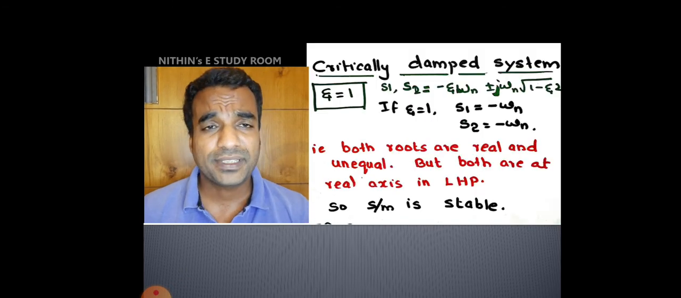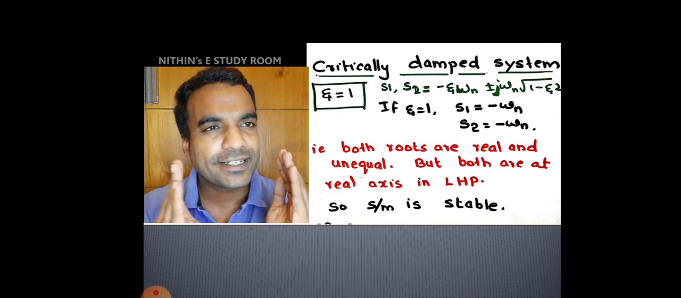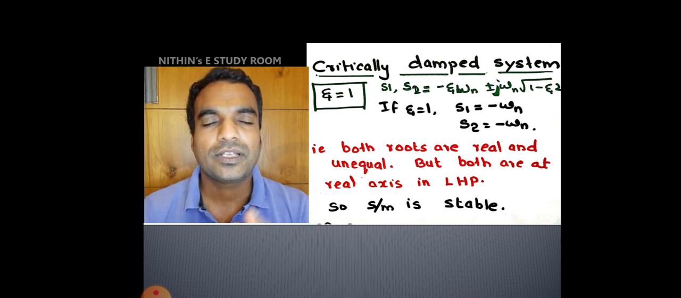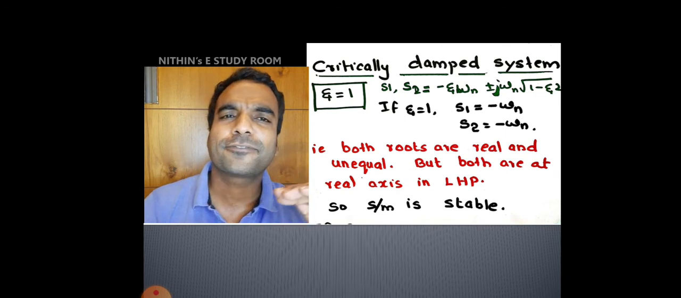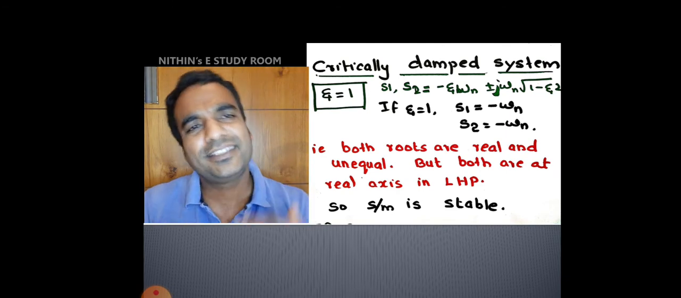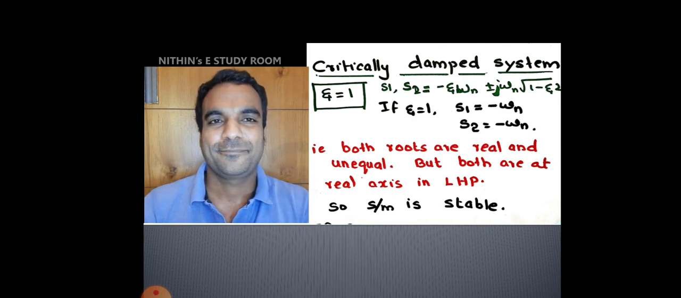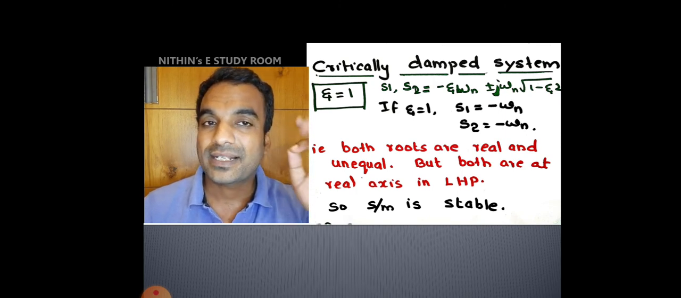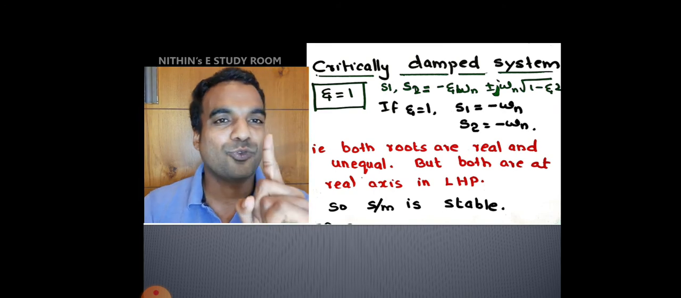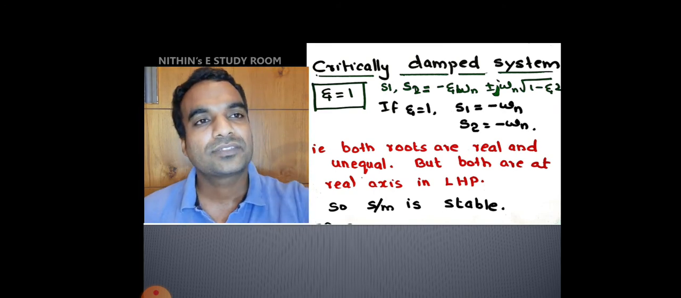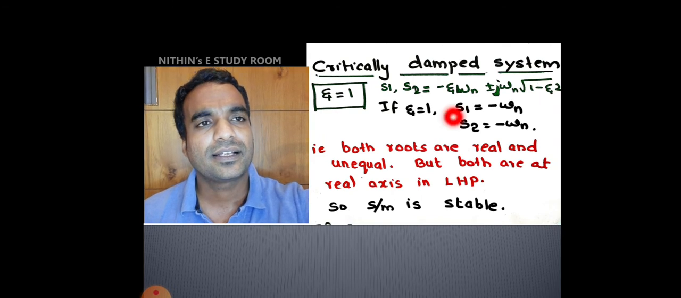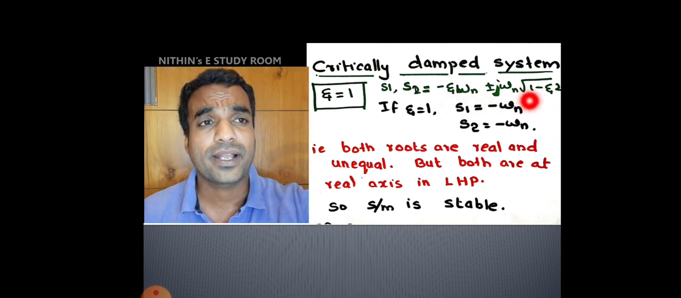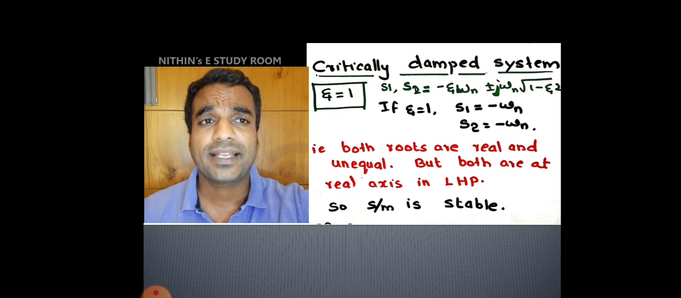Now I am moving to the next classification, that is the critically damped system. The word critical means it should be perfect. There is nothing more or nothing less. It is critical. So you should memorize the value of eta by memorizing that word critical. So eta is equal to 1. It is the critical case. So S1, S2, this is the standard expression: minus eta omega n plus or minus j omega n root 1 minus eta square. Substitute damping ratio eta equal to 1 in this equation.